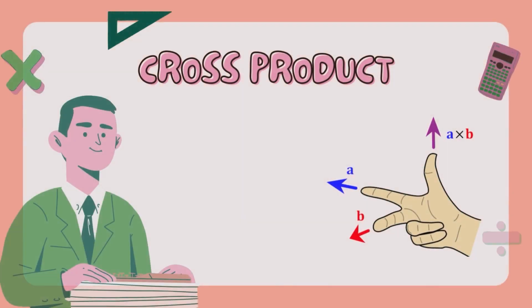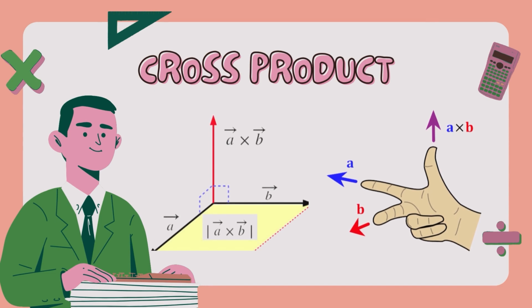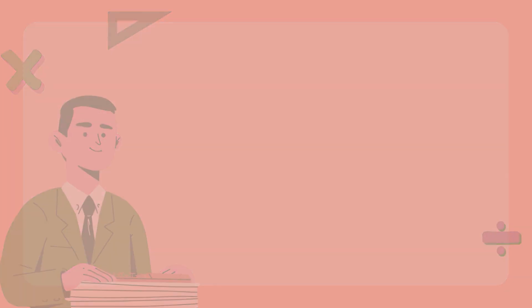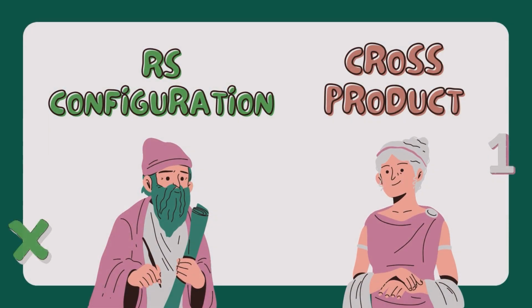On the other hand, what is the cross product of vectors? It is an operation that finds a new vector, perpendicular to two given vectors and following the right-hand rule. This operation is denoted by the cross multiplication symbol. Now, I would like to propose a new way of understanding the RS nomenclature method by connecting it with the cross product of vectors.